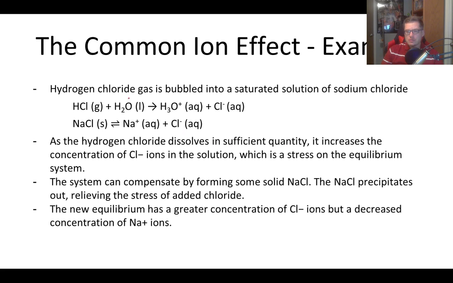Imagine you have a saturated solution of sodium chloride. Sodium chloride is table salt. You've got a saturated solution, so the solution is holding as much sodium chloride as it possibly can. And then you take hydrogen chloride gas and start bubbling it through this solution. As it bubbles through, the hydrogen chloride will start dissolving in the liquid. This hydrogen chloride gas will dissolve into hydronium and chloride anion. And now look at this.